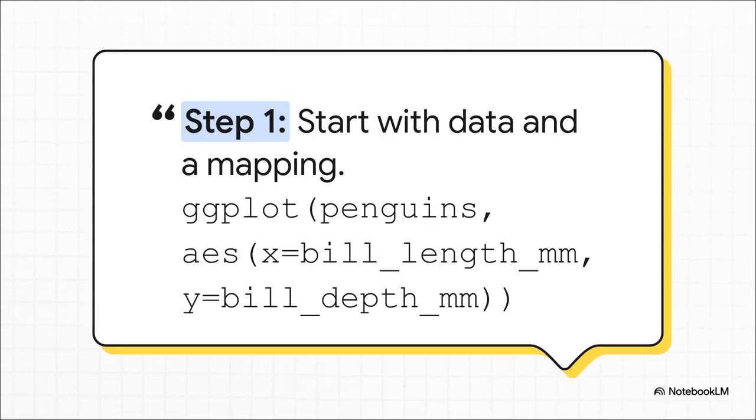Step 1 is the foundation. We start with the ggplot function, and we tell it two main things. First, use the penguins data, and second, map the aesthetics, the visual parts. We're going to map bill length to the x-axis and bill depth to the y-axis. This gives us a blank canvas, but R now knows what goes where.